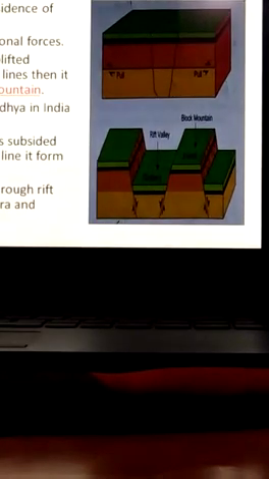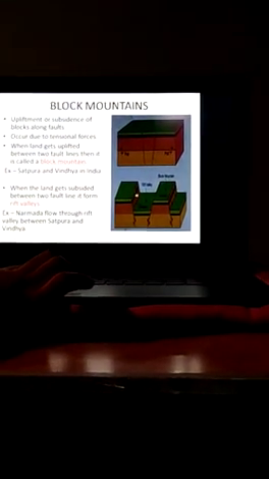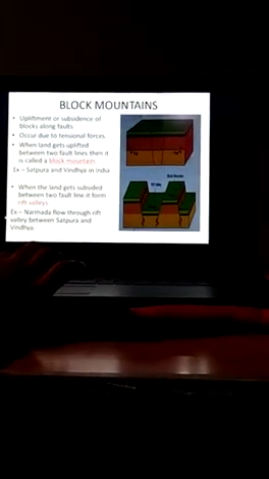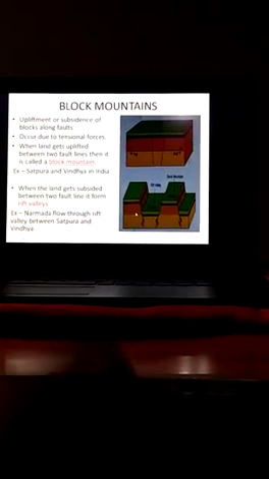In India, an example is the Satpura and Vindhya range. The Satpura and Vindhya are block mountains, and the Narmada flows through the rift valley between the Satpura and Vindhya. See, this is the example. These are block mountains on two sides, and the central part is the rift valley.